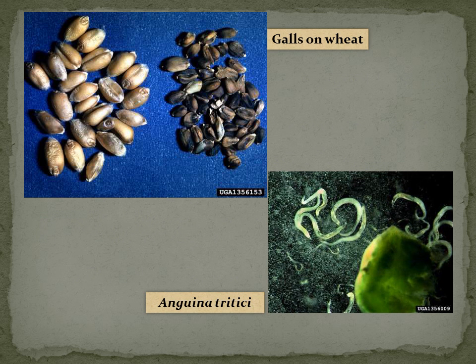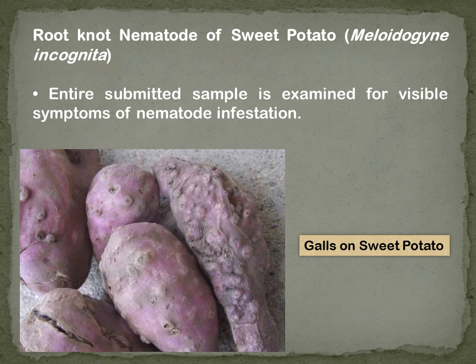You can see how galls look on the wheat. So these are the nematode infestations on the wheat. Now you can see root knot nematodes of sweet potato. It is called Meloidogyne incognita. You can see small knots are visible on the sweet potato. An entire sample is examined for the visible symptoms of nematode infestation. So these are the galls of sweet potato.